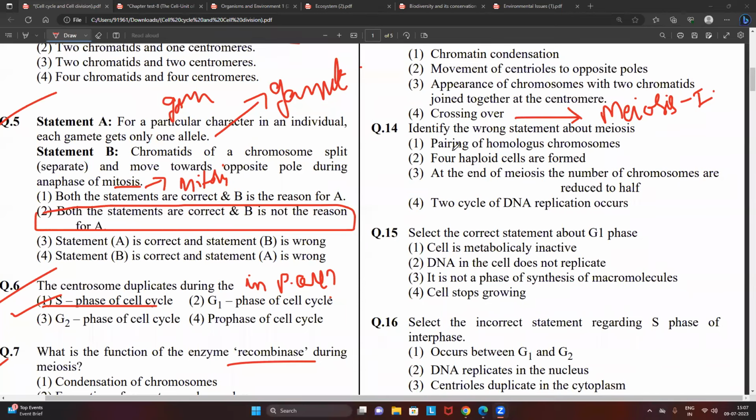Now question number 14. Identify the wrong statements. See, I'm asking for wrong statements now.